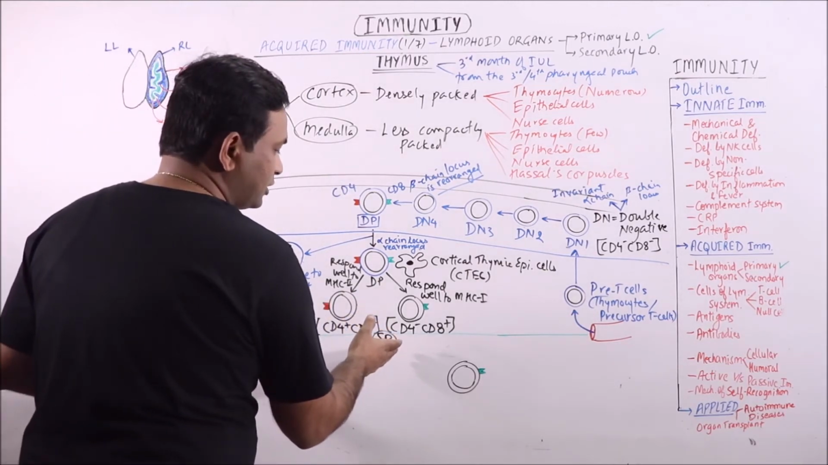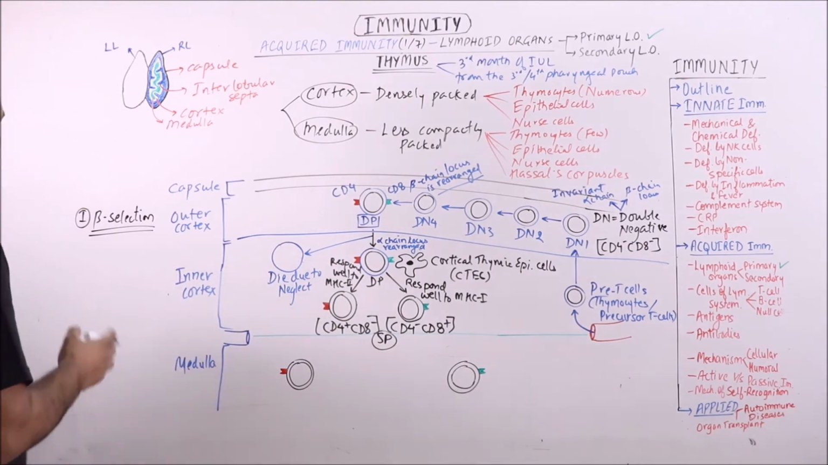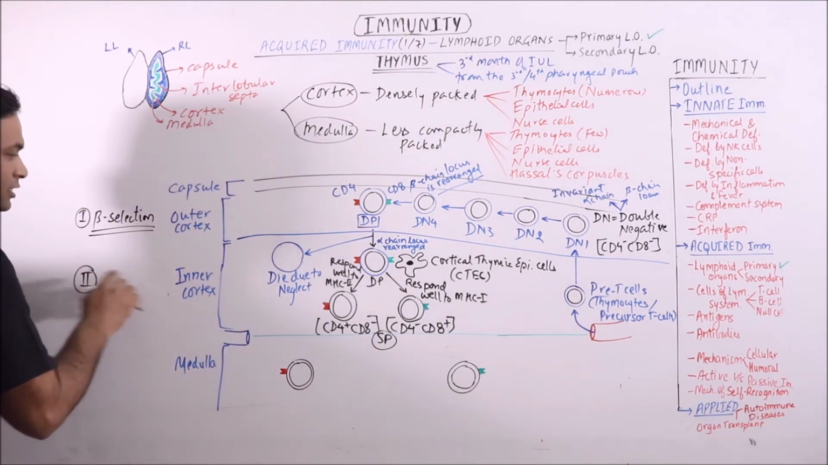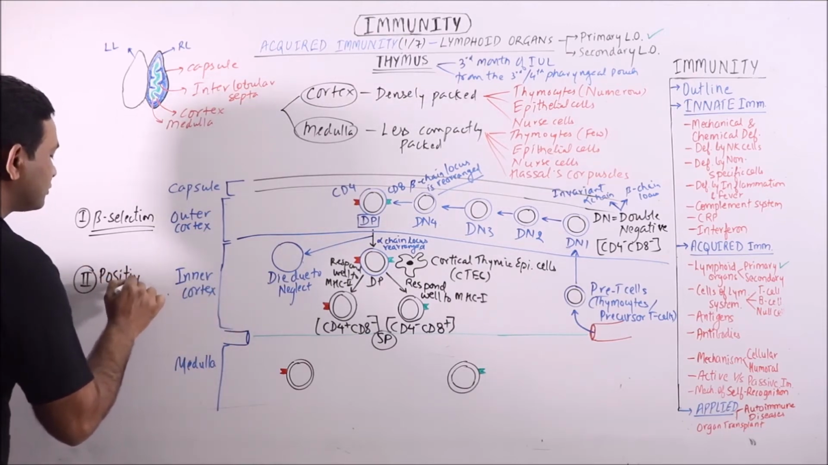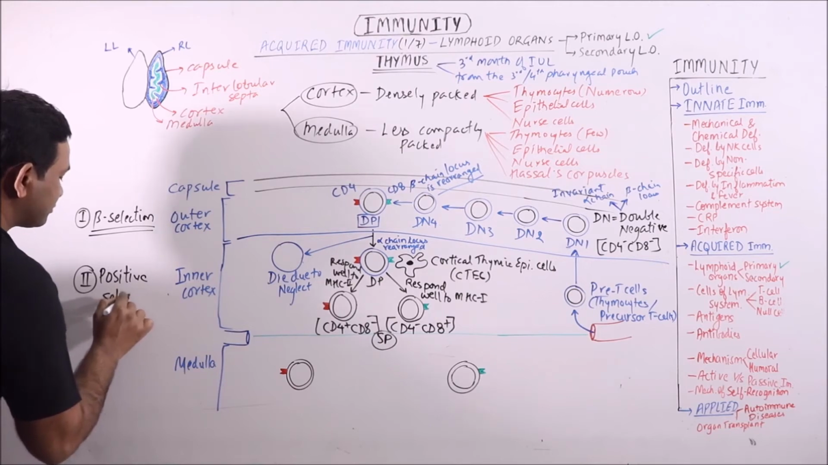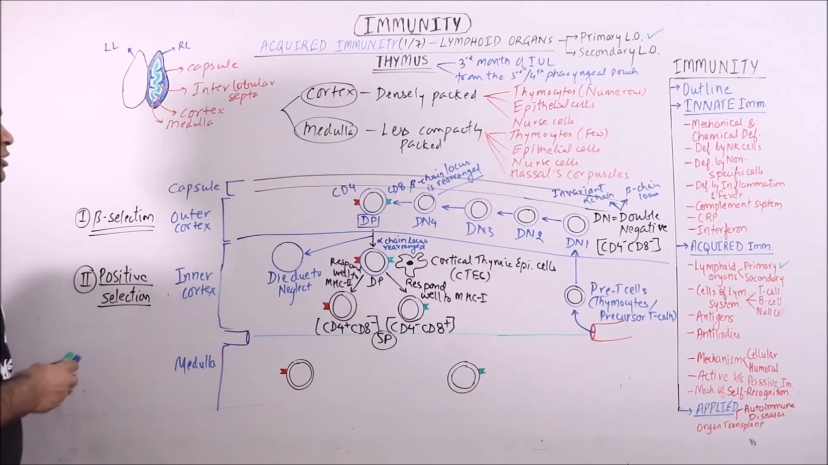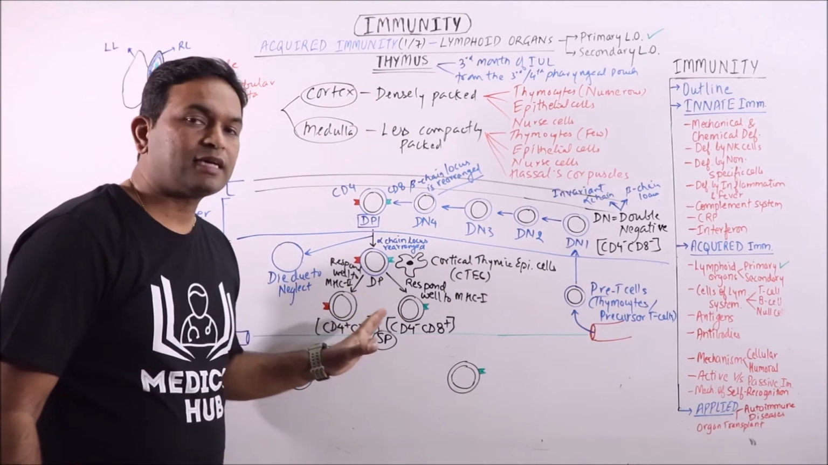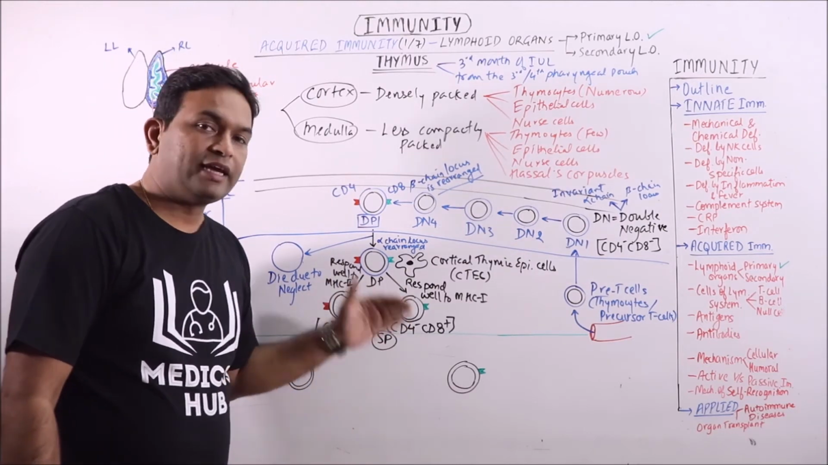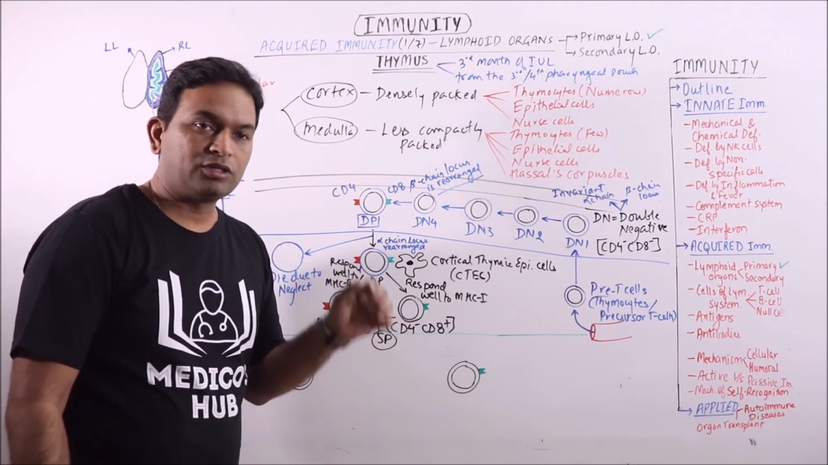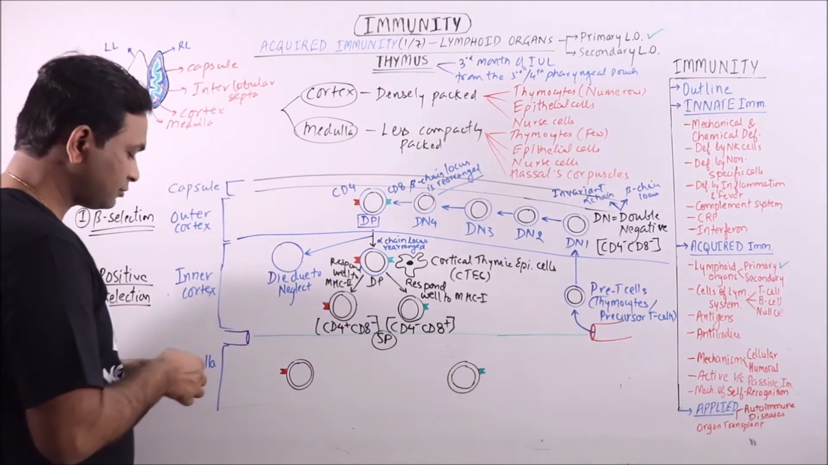Now these single positive cells will migrate to the medulla, but before that we should know that all the events occurring in the inner cortex are termed positive selection. Why are these termed positive selection? Which cells are selected? Those which have developed the capacity of interaction. So they are selected to proceed. That's why it is positive selection.